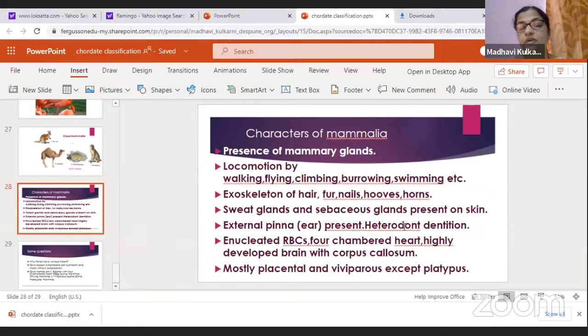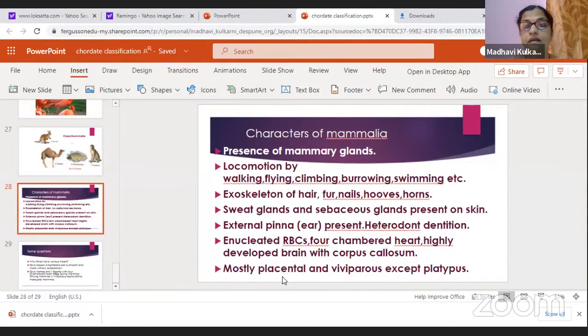They show heterodont dentition: incisors, canines, premolars, molars. A variety of teeth are there, that's why they are called heterodont dentition. The nucleus is lost from the RBC, so they are enucleated RBCs. The heart is completely four-chambered, with a very well developed brain. The human being has the most developed brain, with the corpus callosum, a band joining the left and right hemispheres of the brain.